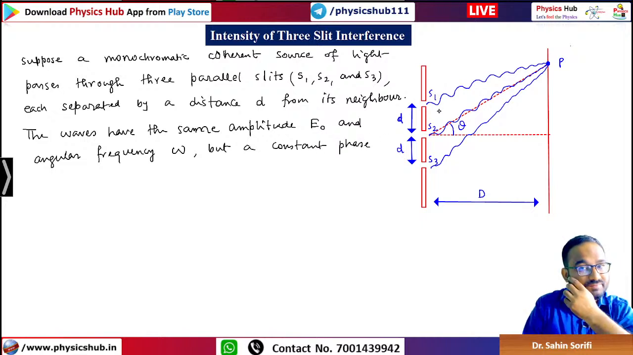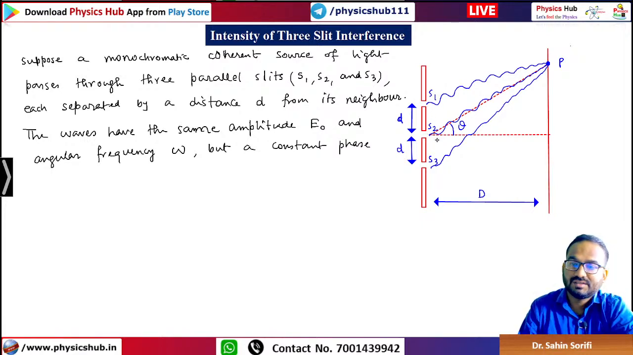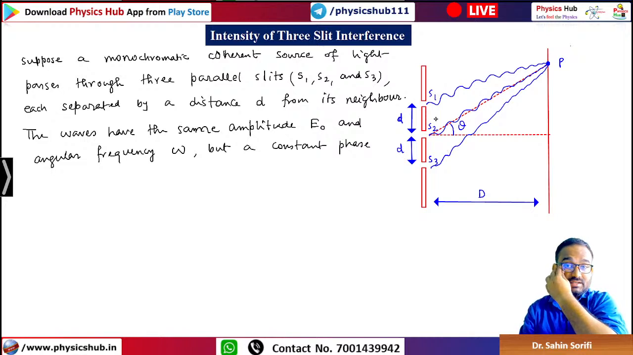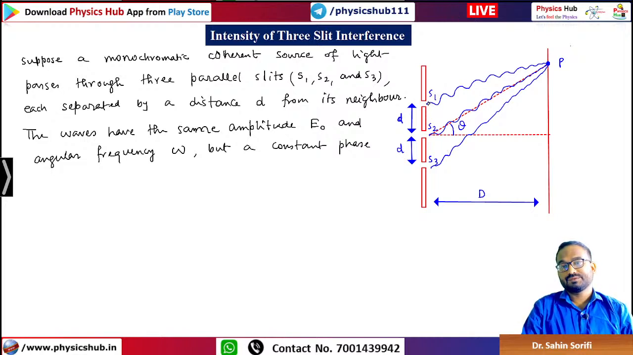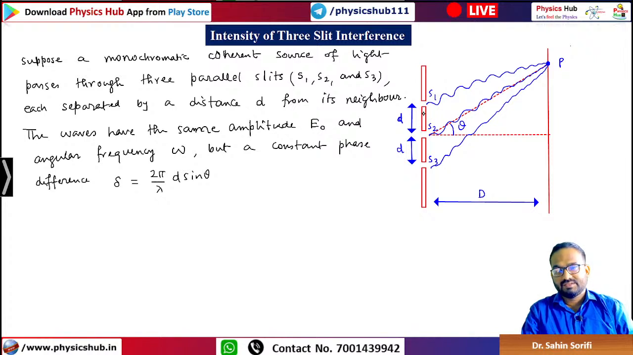but there exists a constant phase difference, because the path difference between the rays emerging from S1 and S2 is d sin theta, between S2 and S3 is another d sin theta. The effective path difference between S1 and S3 will be 2d sin theta, but a constant phase difference delta equals 2 pi by lambda into path difference, where the path difference is d sin theta. This is between neighboring sources.